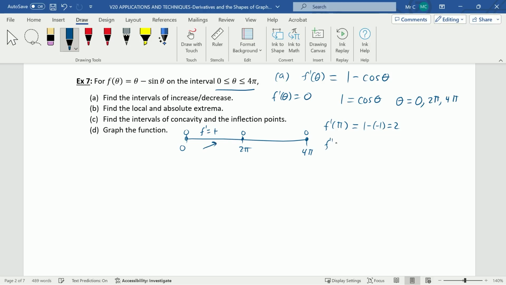And when we take, let's say, our first derivative at 3 pi, we get the same thing. Cosine is still -1 at 3 pi. So we still get 2. So f prime is positive. So the function is still increasing here.